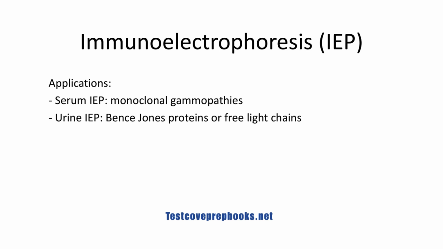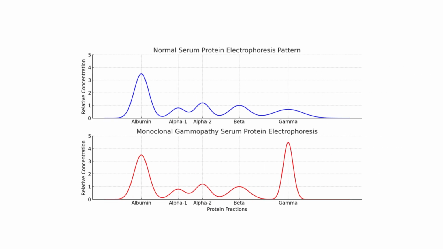Clinically, serum IEP is used to detect monoclonal gammopathies, while urine IEP is used to identify Bence-Jones proteins or free light chains. This image shows serum protein electrophoresis, also known as SPE. It is a laboratory method used to separate and analyze the proteins found in serum. The results are displayed as peaks or bands, with each peak representing a different protein fraction.